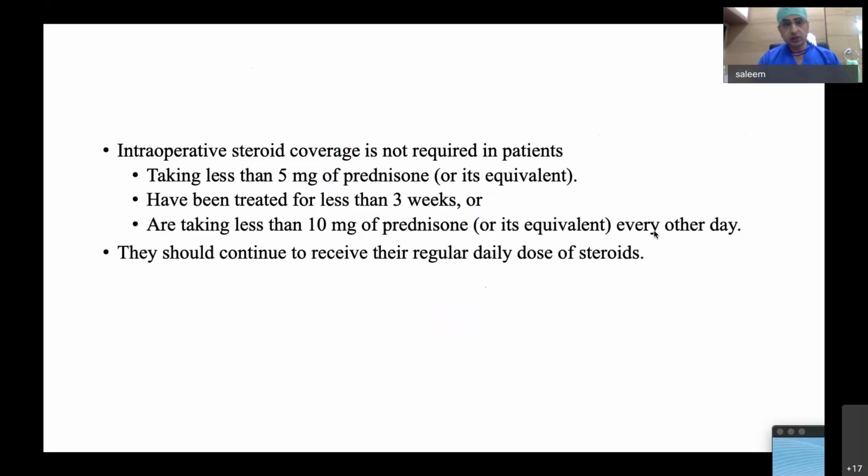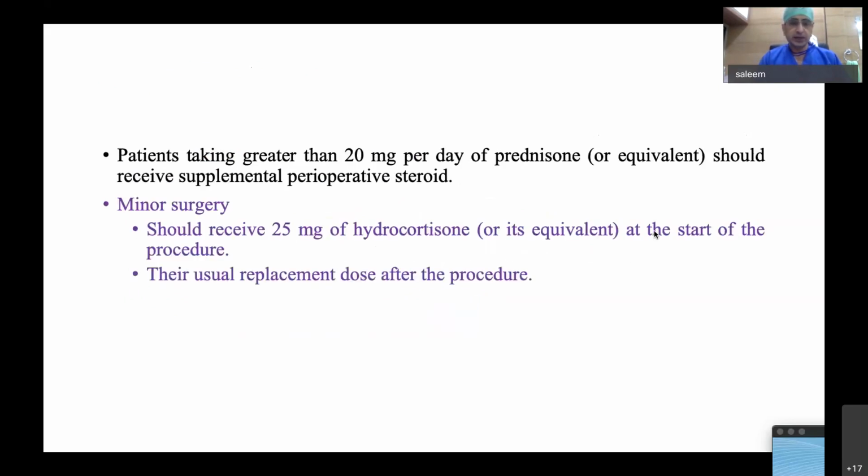Intraoperative steroid coverage is not required in patients who are taking less than 5 milligrams of prednisolone or its equivalent, or who have been treated for less than 3 weeks, or are taking less than 10 milligrams of prednisolone or its equivalent on alternate days. They should continue to receive their regular daily dose of steroid. Patients taking greater than 20 mg per day of prednisolone should receive supplemental operative steroids.